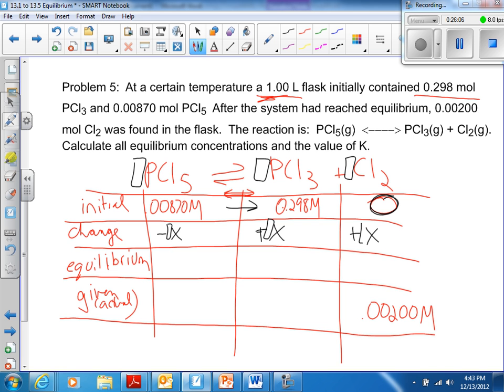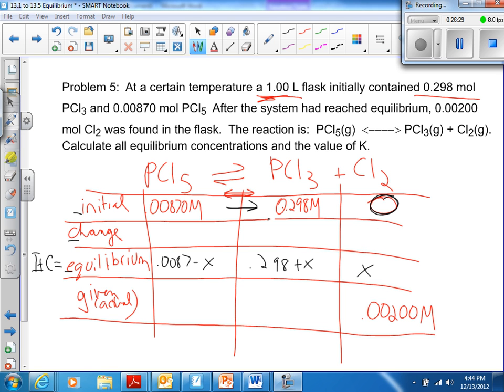In this ICE box, equilibrium is just I plus C, initial plus change is what happens at equilibrium. So this is 0.0087 minus X, 0.298 plus X, and X. You look at the ICE box, and if an equilibrium and a given equilibrium are given, we can solve for X. So I now know X is 0.002 molar, and I can now calculate what these concentrations are.